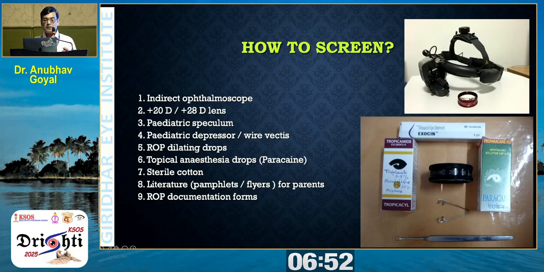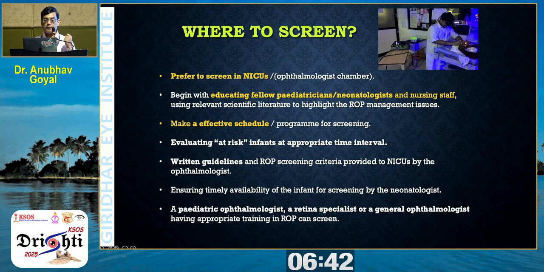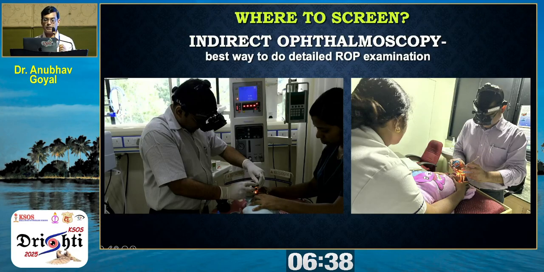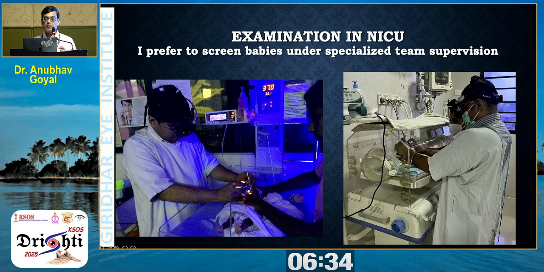We need an indirect ophthalmoscope and a 28D or 20D lens, dilating ROP drops, paracaine, and a vector and speculum to screen the babies. And preferably, I prefer to screen in the NICUs under the care of neonatologists and nursing staff who are well trained. You can screen discharged and stable babies in the OPD, but most of the babies are usually sick and need a ventilator. So it is better to screen most of these sick babies in the ICU itself.